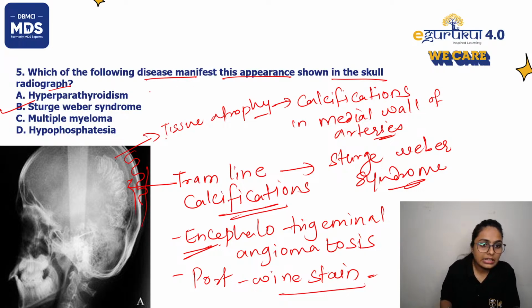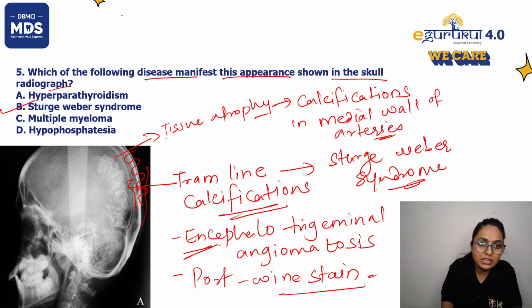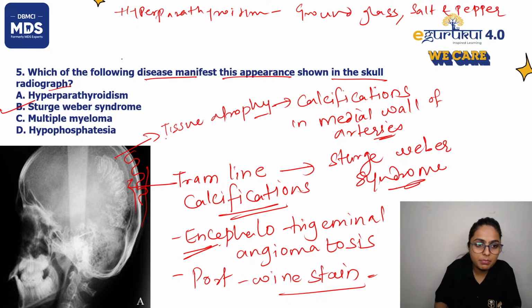Now I'll just give you the other appearances given in options. Hyperparathyroidism manifests as ground glass appearance or salt and pepper appearance.